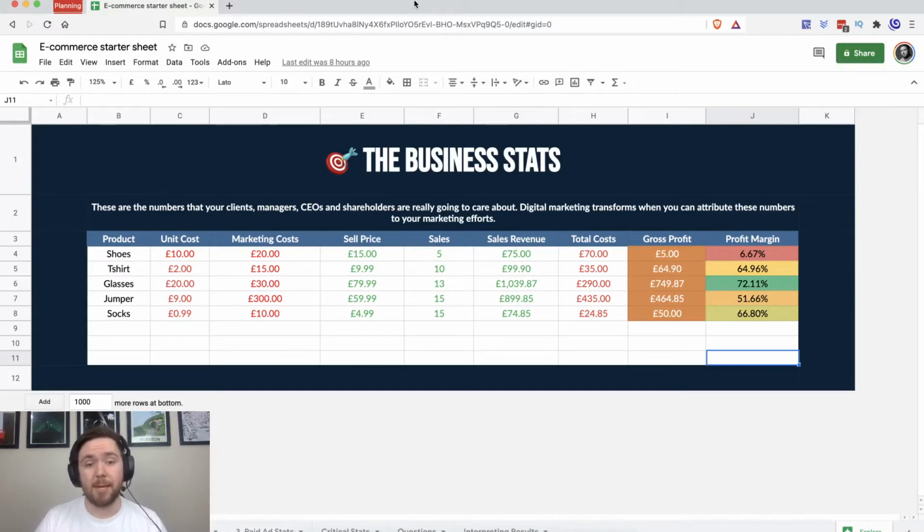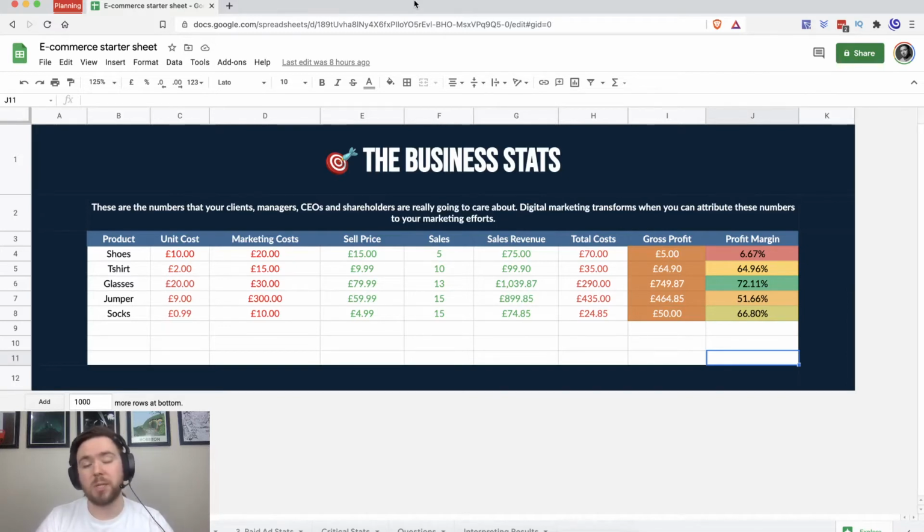So as I've said here, the business stats are the numbers that your clients, managers, CEOs and shareholders are really going to care about. And for you as a digital marketer, knowing these numbers and knowing how you have influenced them is going to be really, really important. So starting from left to right, we're going to start with unit cost. So this is simply how much money does it cost to produce one of those items.